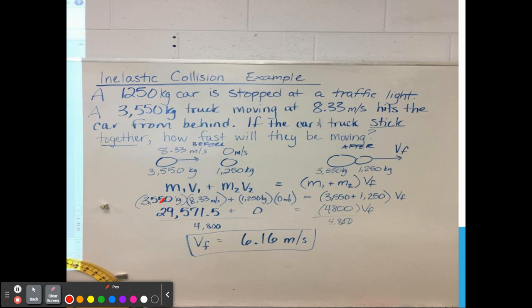Now it's just multiplying and subtracting or dividing. Multiply them together, you're going to get a value of 29,571.5. Anything times 0 is 0. And this is going to equal these two values added together, which comes out to 4,800 even, times whatever our new speed is. So the 0, we pretend it's not there because that doesn't matter. Since this is 4,800 times VF, you divide both sides by 4,800, and you would be left with your new speed, your final velocity. And that would be the truck and the car both moving together.